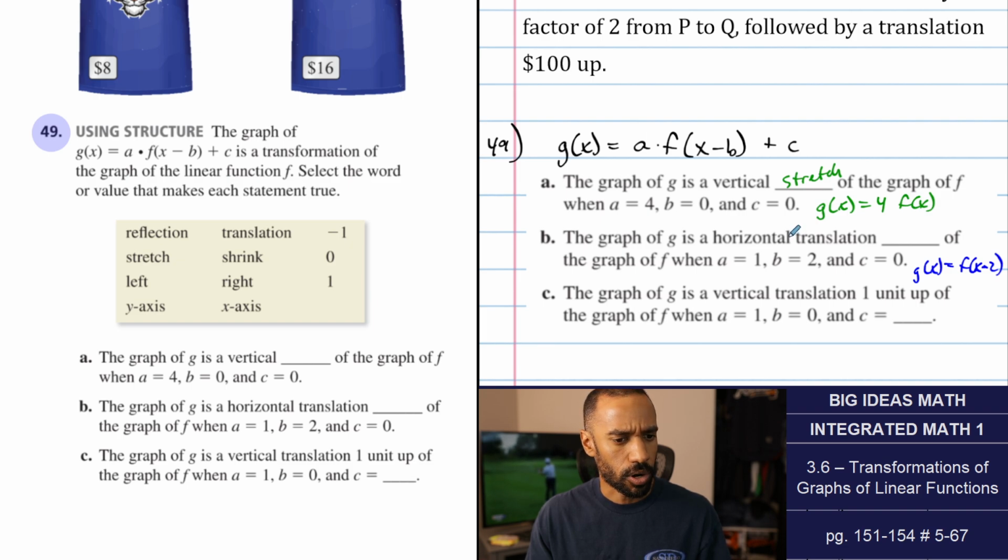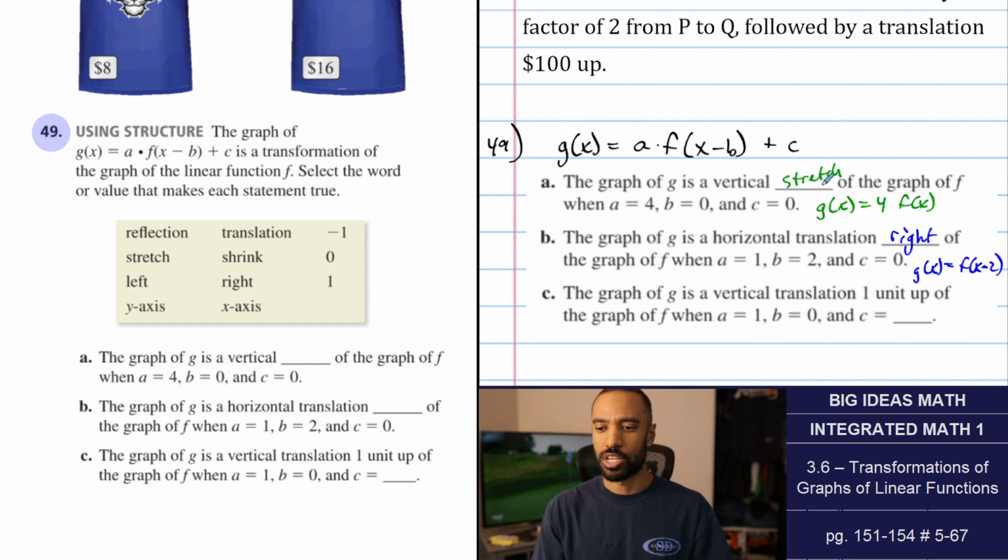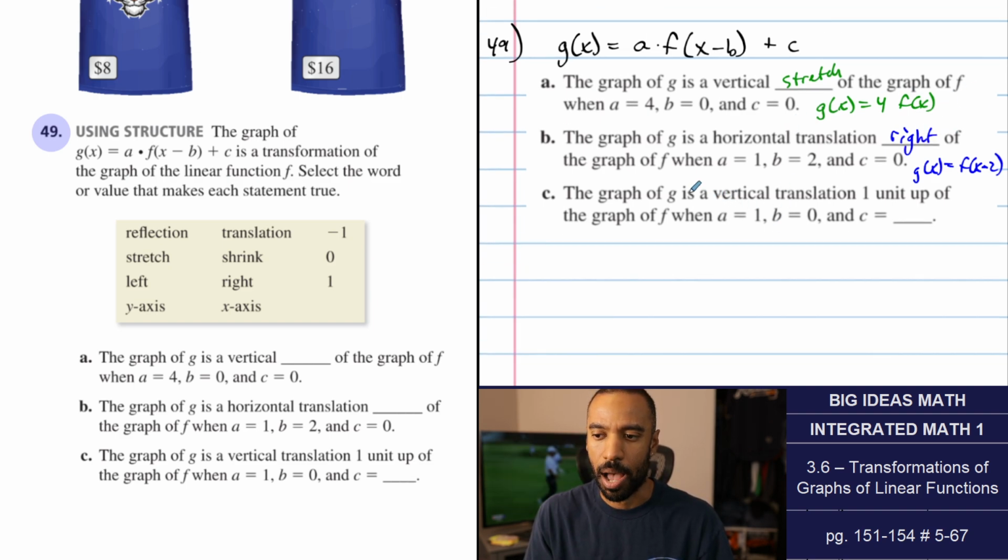Is that what we're saying? Wait, hold on. What did we say? Oh, to the right. Horizontal translation right of the graph. Remember, it's opposite of what's inside there.